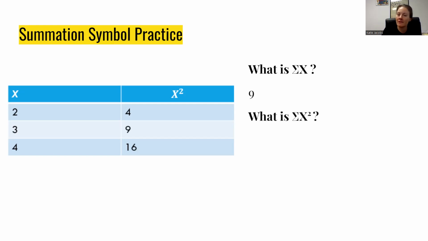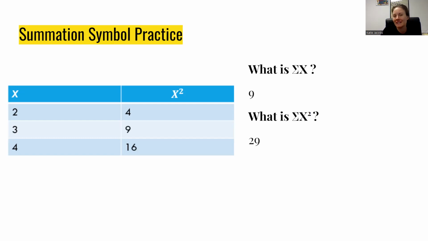What is the summation of x squared? This gets a little bit more tricky here. So what is the summation of x squared? We see here that that second column is labeled x squared. So what this is telling us to do is go ahead and add up all of our x squareds in this column. So we have 4 plus 9 plus 16. I do math a little weird, so I would do the 4 plus the 16 first because that makes 20, plus the 9 is 29. So when we add up our x squareds, we get 29.